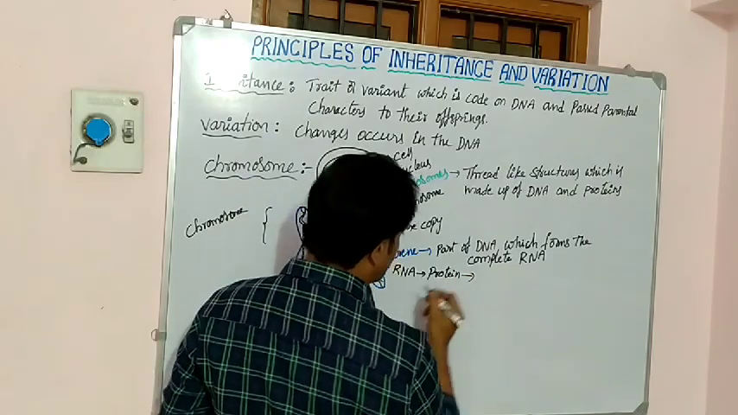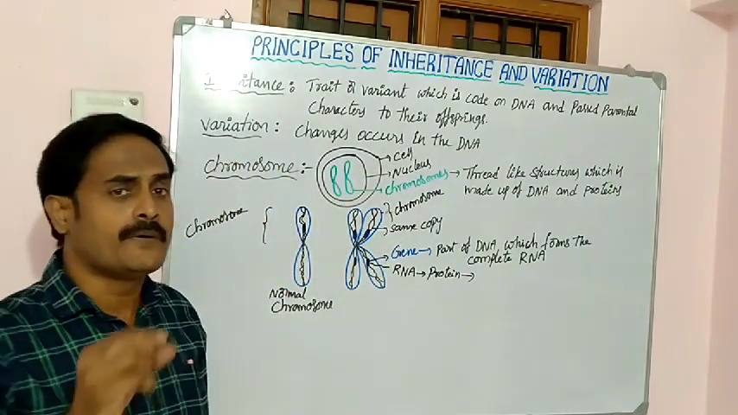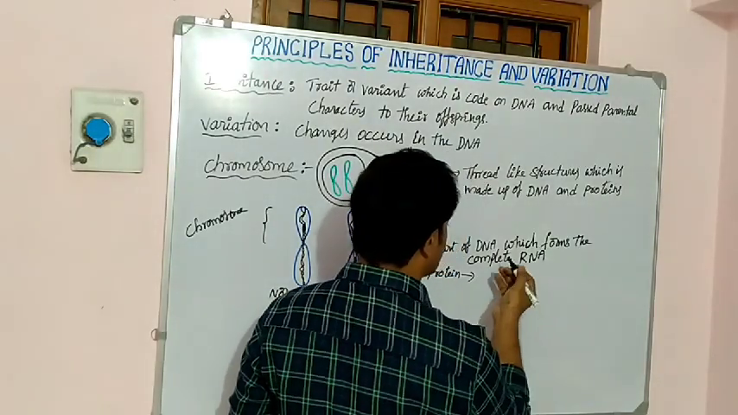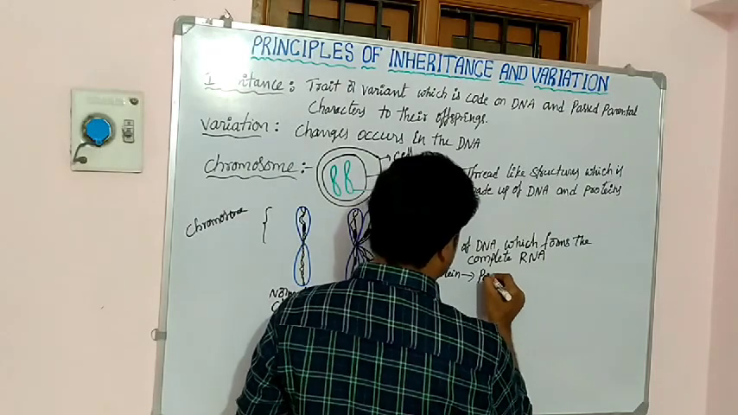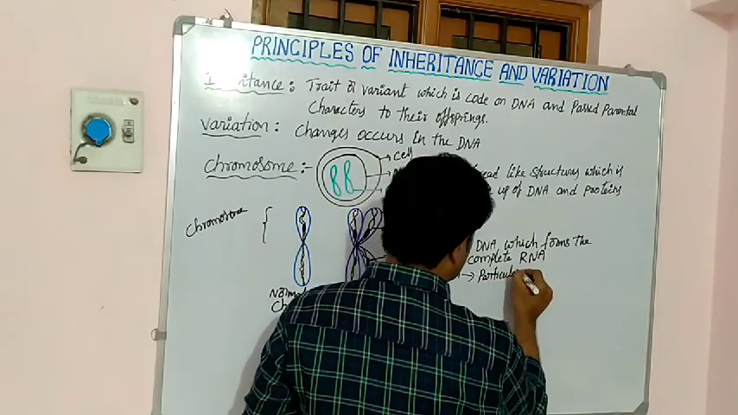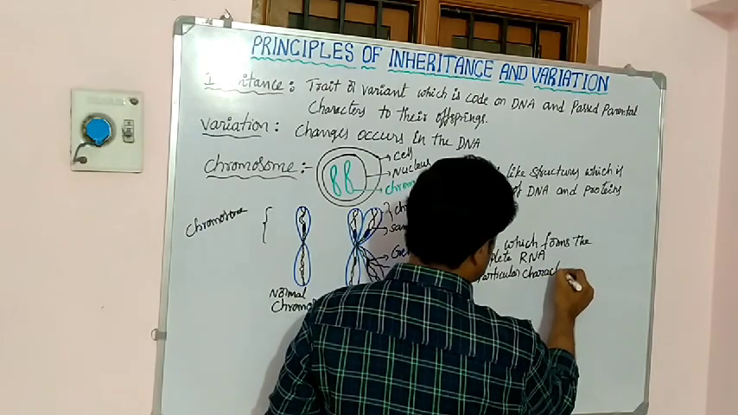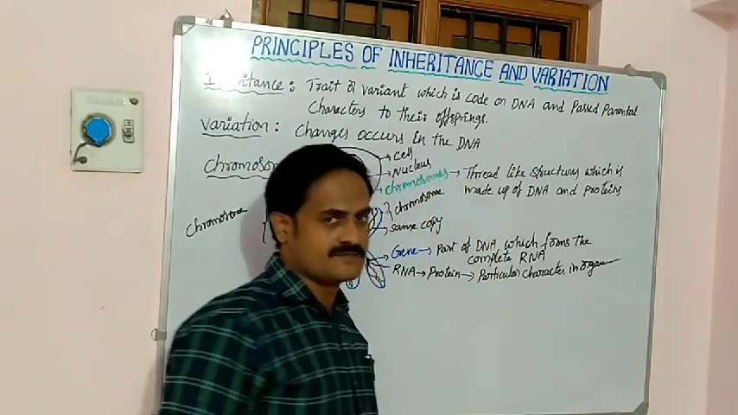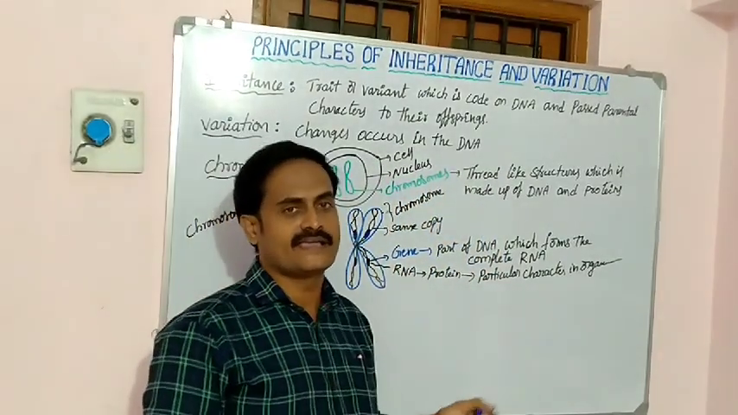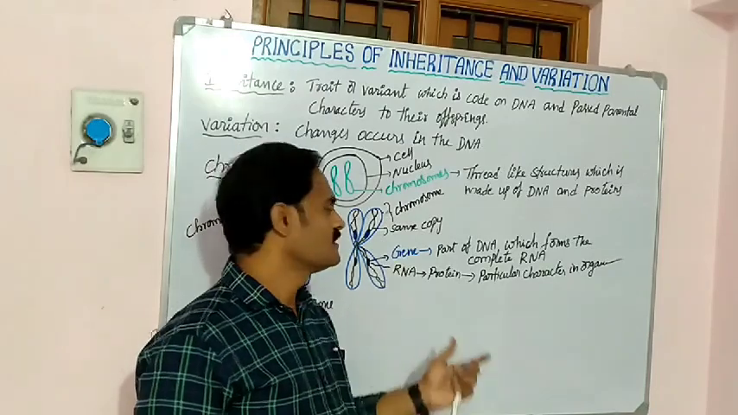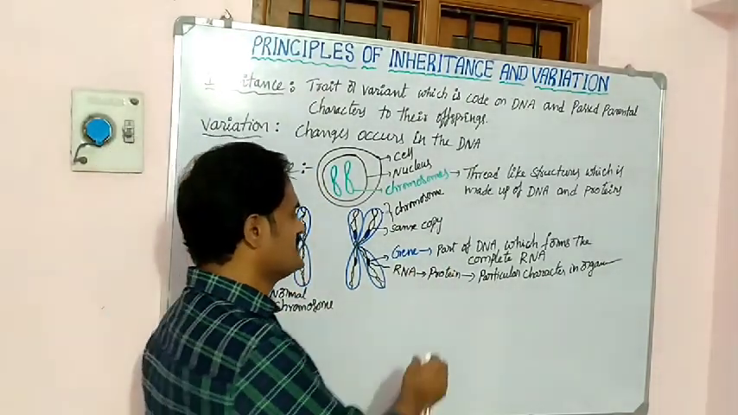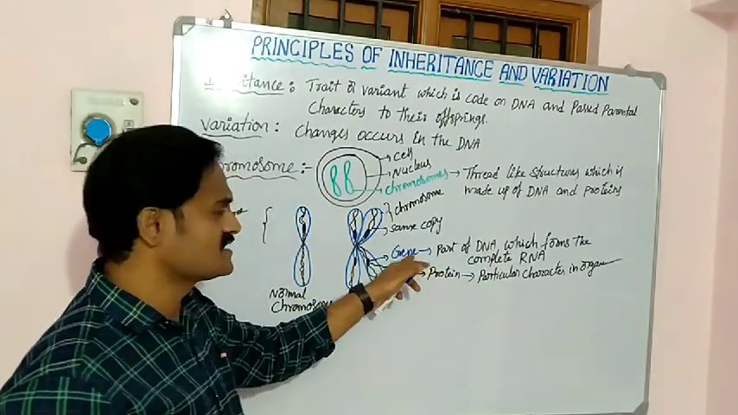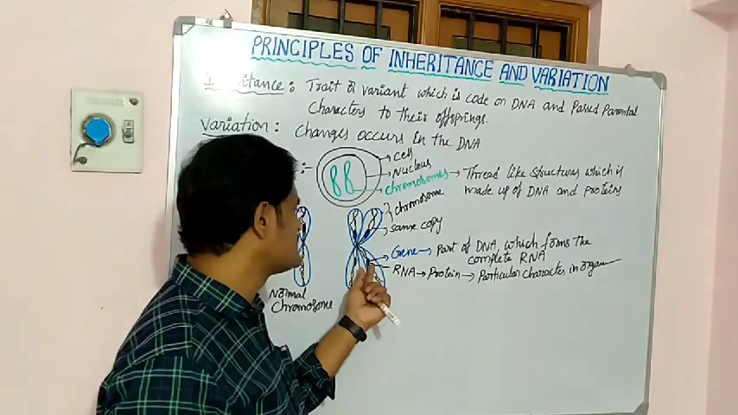So this protein forms the particular character in the organism. It is helpful for the particular character in organisms. So what does character mean? For suppose eye color: black eye color, blue eye color, or brown eye color, like this. This kind of character is responsible for the gene, where the gene is present in DNA.